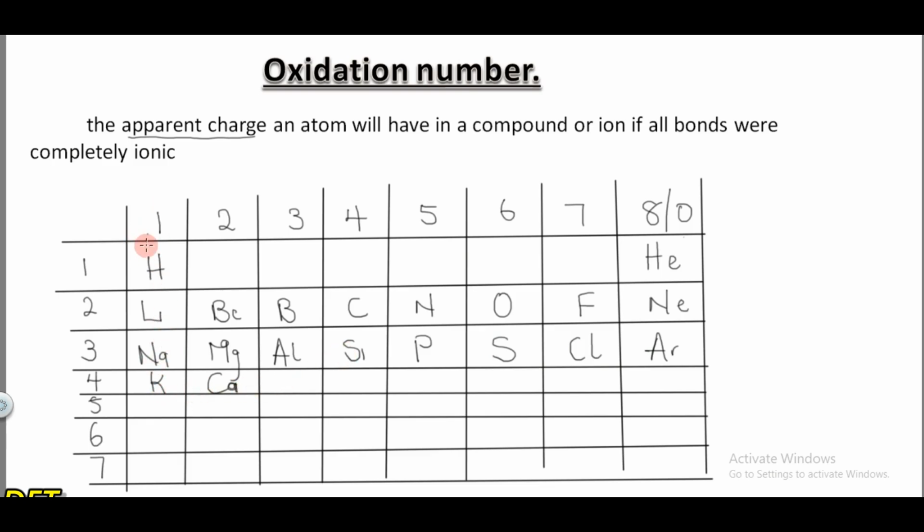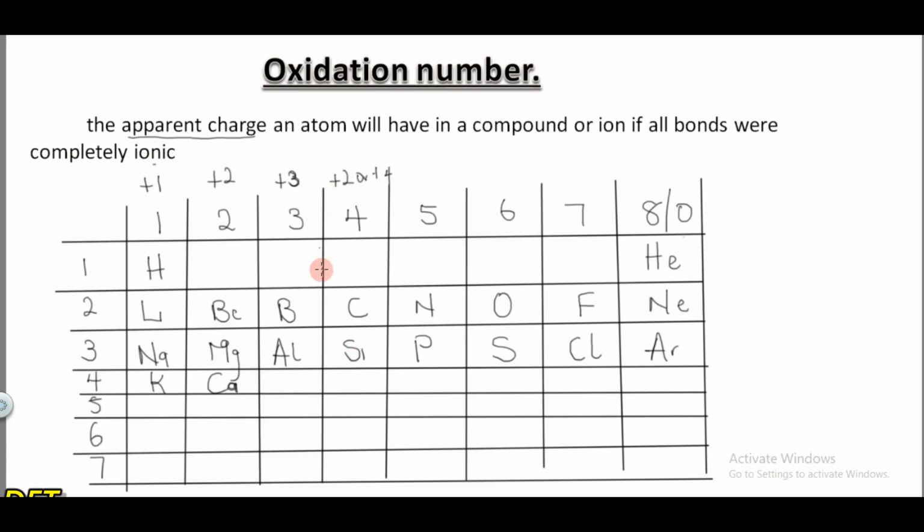So the oxidation number of elements in group 1 is +1 because they are in group 1, right? So the oxidation number is what? +1. The oxidation number of elements in group 2 is +2. The oxidation number of elements in group 3 is +3. The oxidation number of elements in group 4 is +2 or +4. And these are what? Metalloids. They are referred to as metalloids.